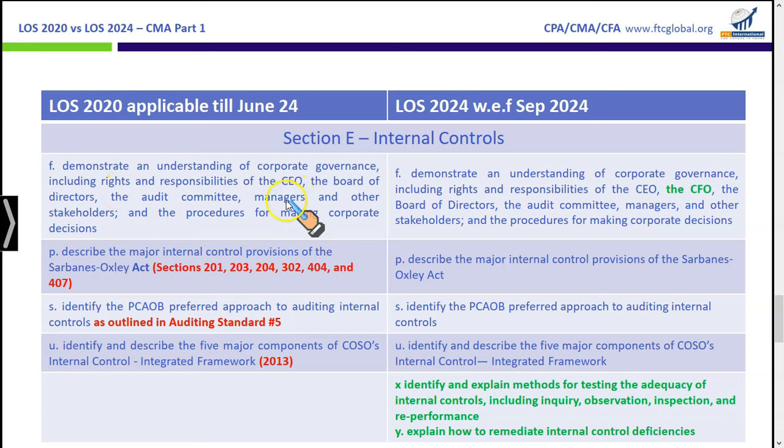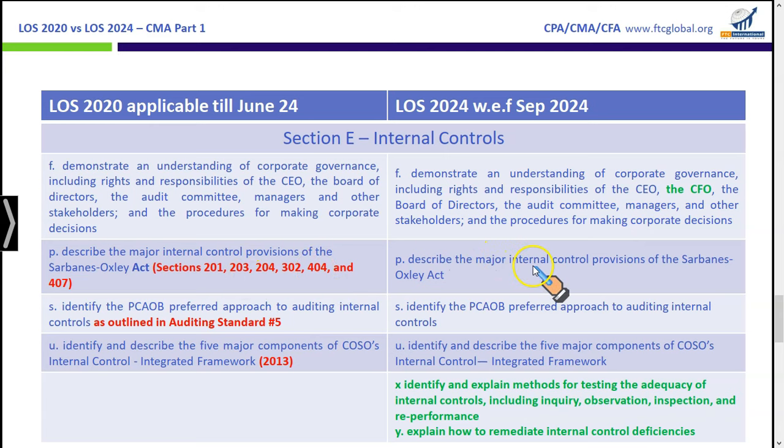In this specific LOS, they have added the CFO: demonstrate an understanding of corporate governance, including the rights and responsibilities of the CEO, the CFO, that's the addition, the board of directors, the audit committee, manager. So all more or less the same, just a new description of the roles and responsibilities of the CFO. This is a major change, I believe, because specifically these sections were included in your syllabus, and in your essay section, you were specifically required to explain what these sections contained.